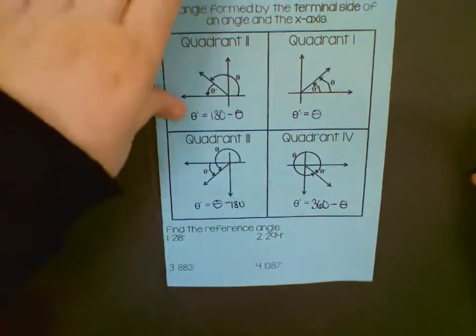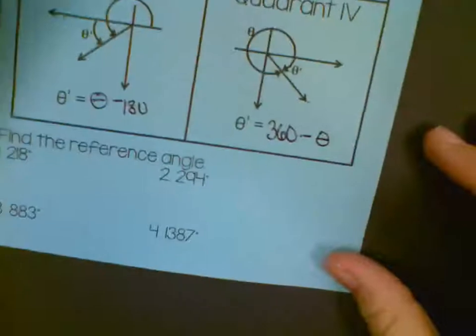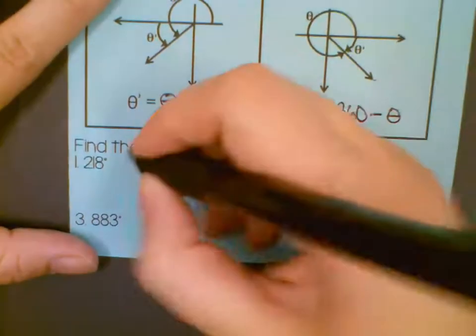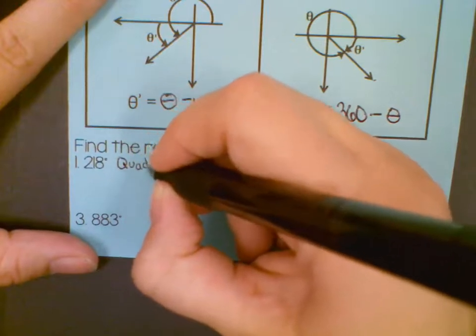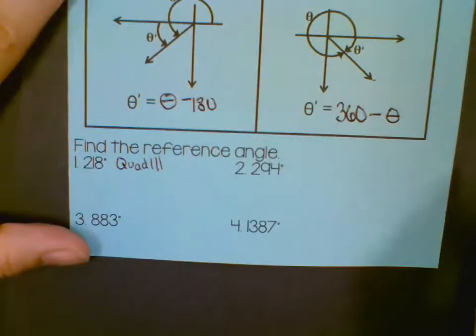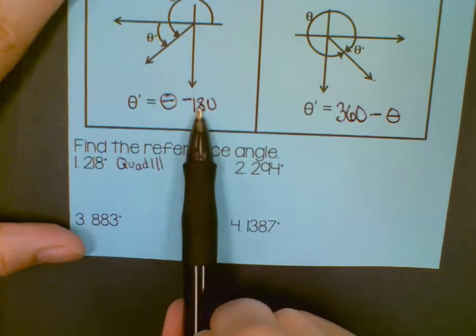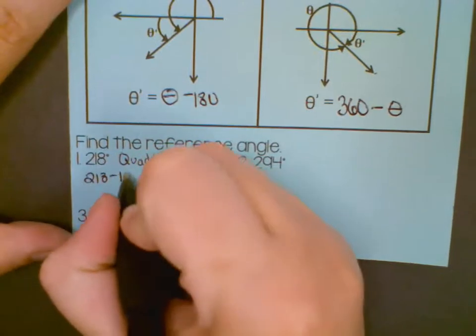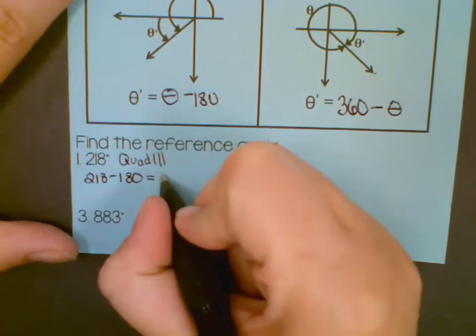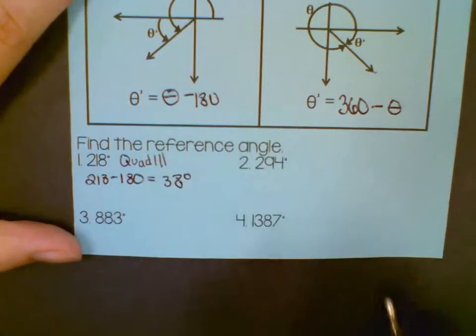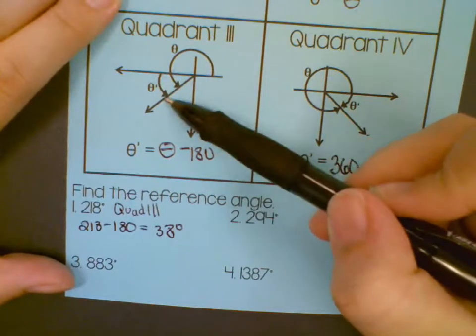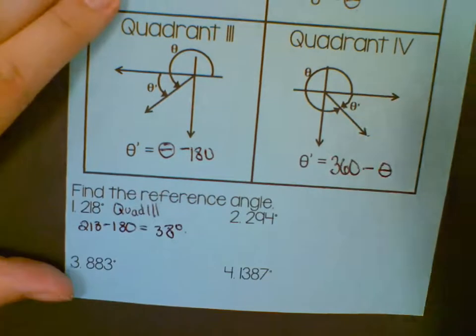Okay, so let's take a look at our examples at the bottom. When we do these, we first try to figure out what quadrant we land in, and then we can see what formula we have. So 218 is going to land in quadrant 3. In quadrant 3, we find our reference angle by doing our angle minus 180. So 218 minus 180 would give us 38. That means that this angle here between the x-axis and our terminal side is 38.